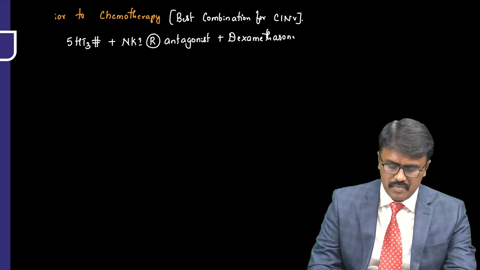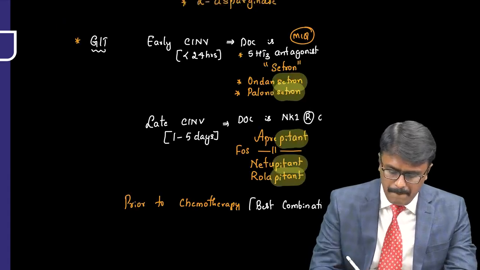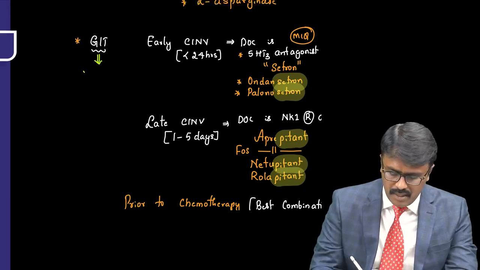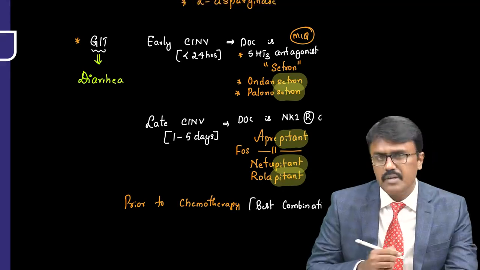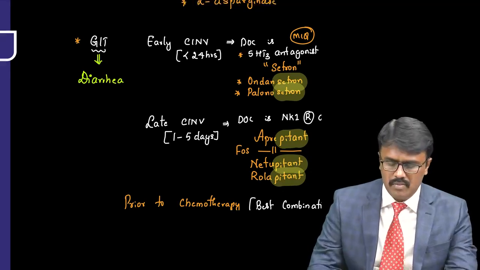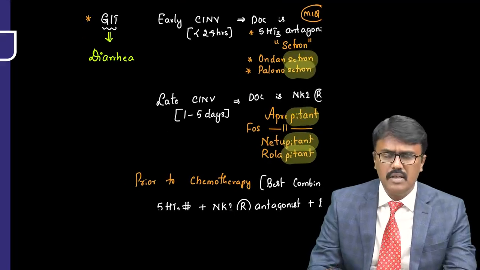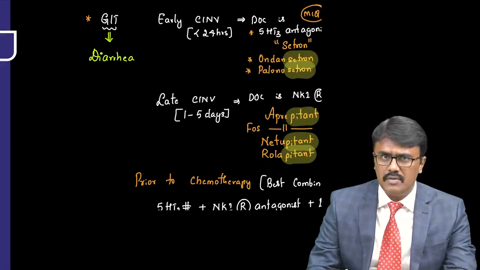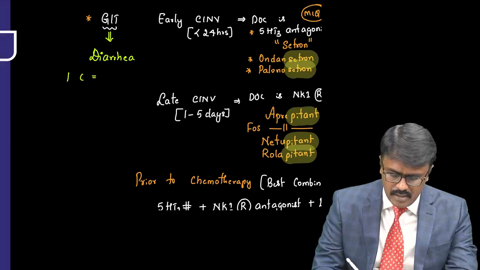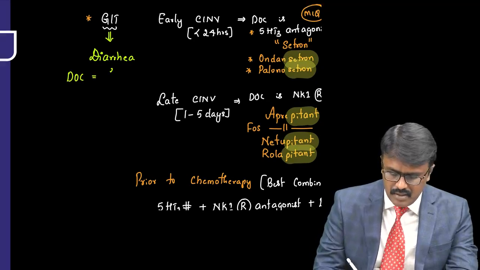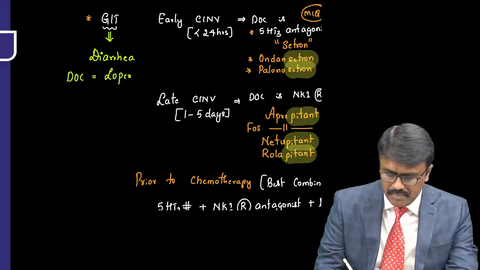So I told you the nausea and vomiting part of this, but in the GIT there is one more problem. Not only nausea and vomiting, the patient will also develop diarrhea due to the drugs. Now how do you manage? Most of the diarrhea is not because of infection, it is because of the drug adverse effect. It's a secretory diarrhea. The drug of choice for cancer-induced diarrhea is by the name loperamide.